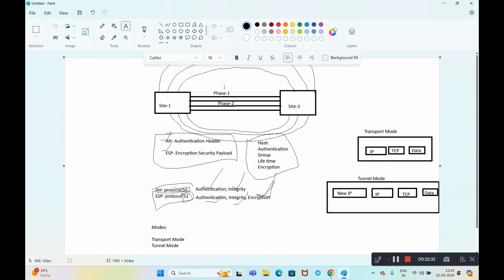If there are L3 devices in between site 1 and site 2, it is easy for site 1 and site 2 to send messages with an IP header. So the routers, the intermediate devices which are L3 devices, will be able to route those packets to site 2. But whenever we see that, I think someone has to mute.